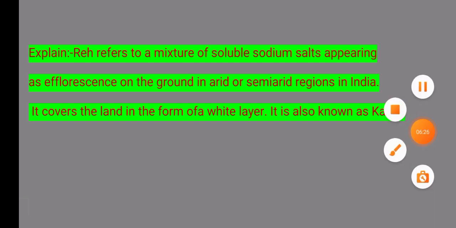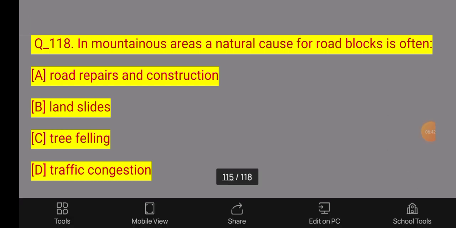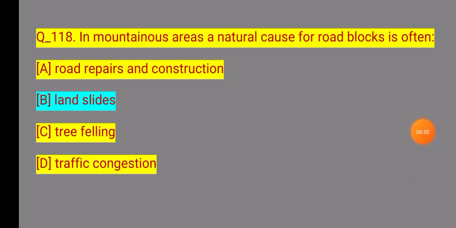Question 118 asks: in the mountainous areas, natural causes and road blocks often, which of these four options? Option B, the landslides in the mountainous areas, natural causes, road blocks and often.